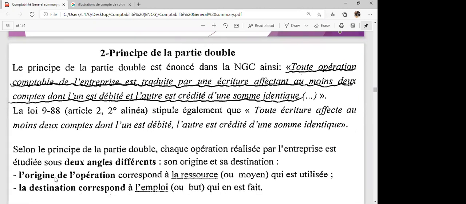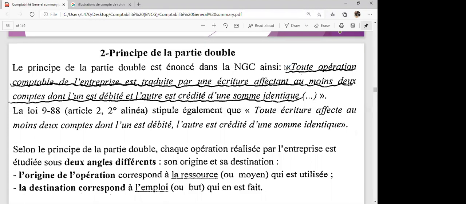So here's another principle, le principe de la partie double. But do not confuse this one to be part of the 7 principles of accountancy. This one is just a principle on its own. It has no direct relation to the previous ones we discussed. So don't get that confusion. It reads, from where it's underlined: toute opération comptable de l'entreprise est traduite par une écriture affectant au moins deux comptes dont l'un est débité et l'autre est crédité d'une somme identique.